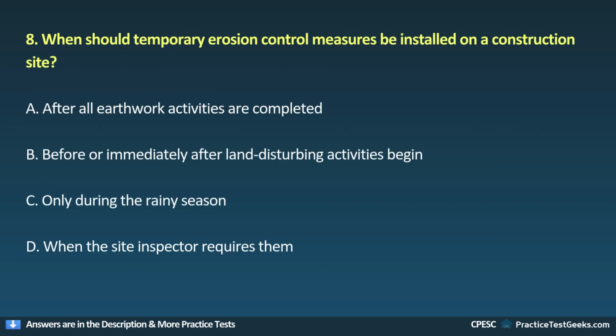8. When should temporary erosion control measures be installed on a construction site? A. After all earthwork activities are completed. B. Before or immediately after land disturbing activities begin. C. Only during the rainy season. D. When the site inspector requires them.